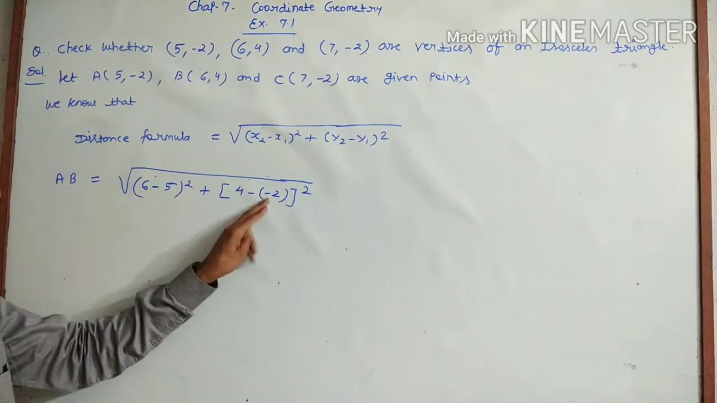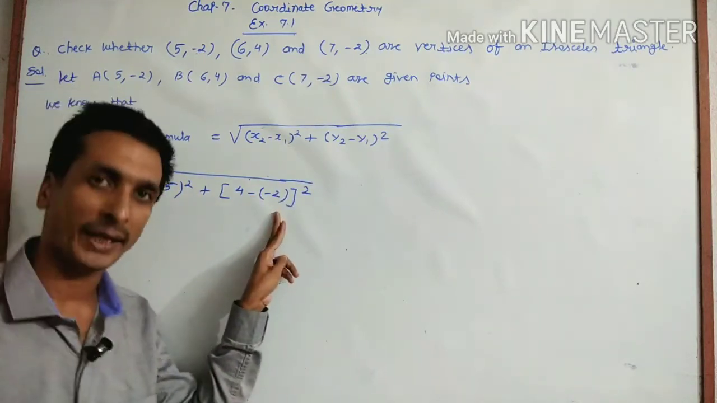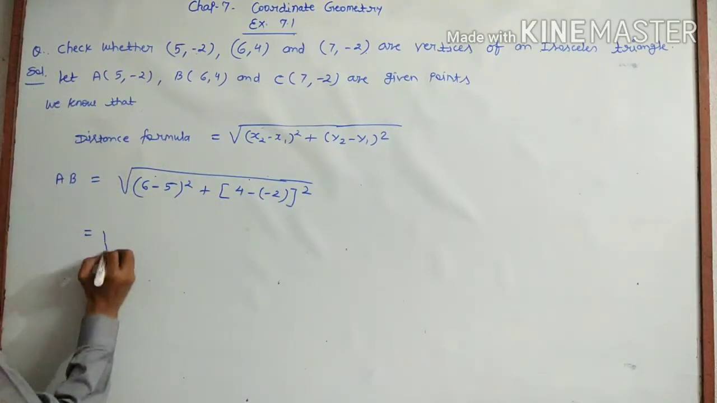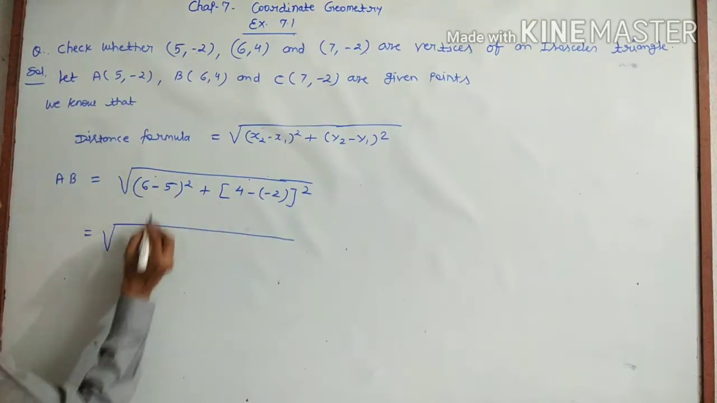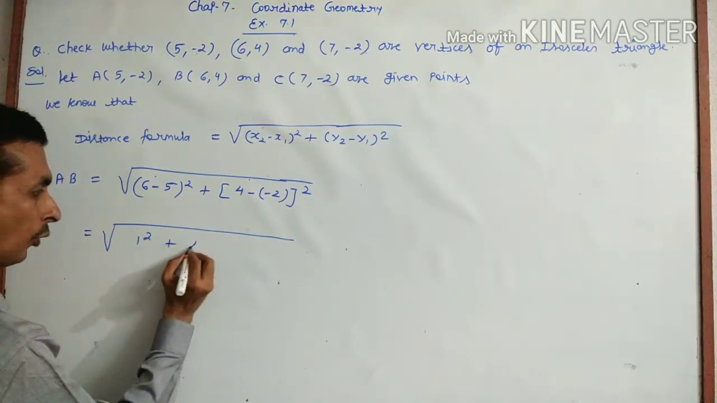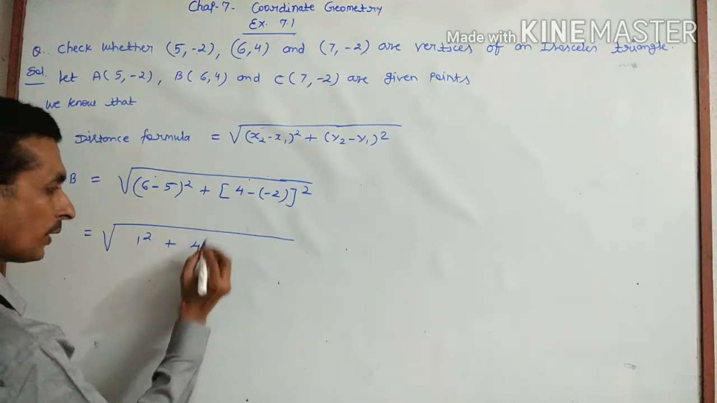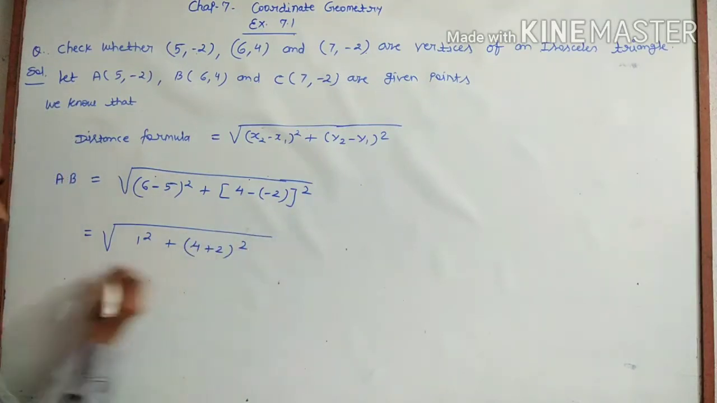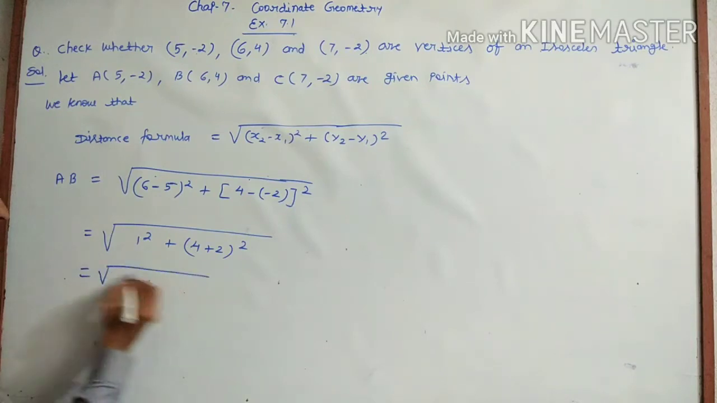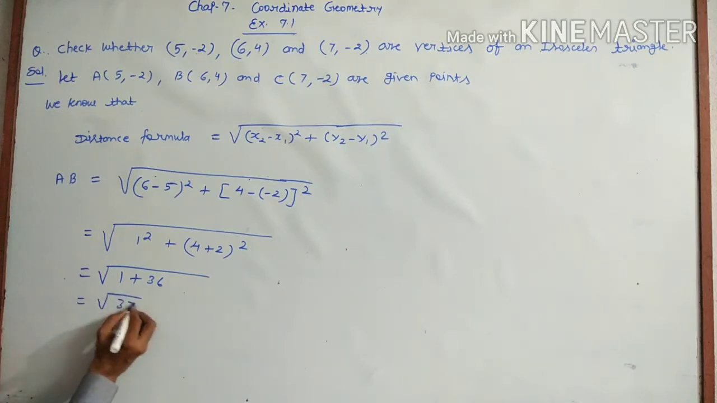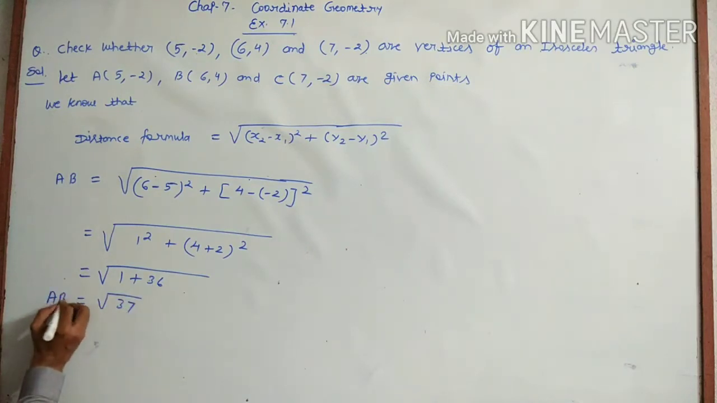Here it is the negative sign, so you have to use the small bracket, and after that the big bracket. Solving this one, 6 minus 5 is 1 square plus 4 plus 2 whole square. Okay, now solving here, 1 square is 1, 4 plus 2 is 6, 6 6 is 36. That means under root 37. The value of AB is root 37.